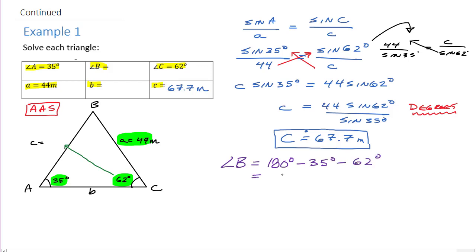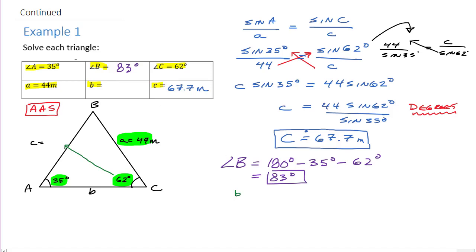All right, so 180 minus 35 minus 62 is 83 degrees. Okay, so we got angle B, 83 degrees. I could have done that right at the start also, obviously. Okay, so the final thing to find now is solving for side B. And let's just set up the sine law a third time here to solve for that.